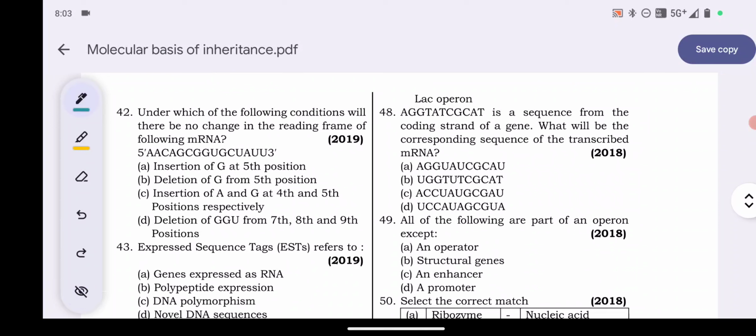So it says that deleting the GGU written here will cause no change. So D is the correct answer. Explanation: a base insertion or deletion will not shift the reading frame if it is a multiple of 3. mRNA has no change in reading frame. So D option is the correct one.